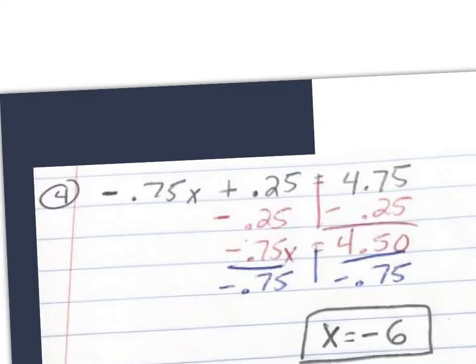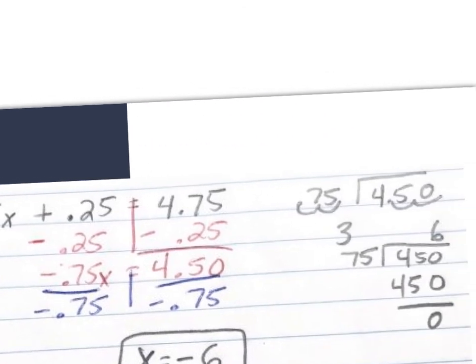On question number 4, I have negative 75 hundredths times x plus 25 hundredths equals 4 75 hundredths. So again, like the last three, we're going to get rid of our constant that is on the same side as the variable by subtracting 25 hundredths on each side to keep it balanced. We would be left with negative 75 hundredths times x on the left side equals 4 5/10 on the right side. So we have a multiplication problem, so the opposite is division. We would divide by negative 75 hundredths on each side.